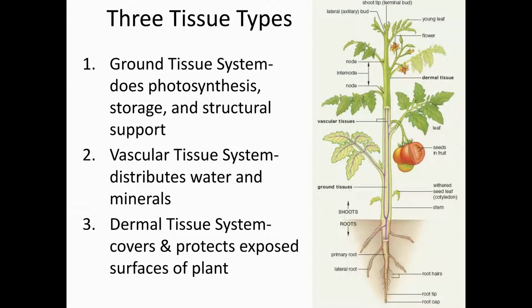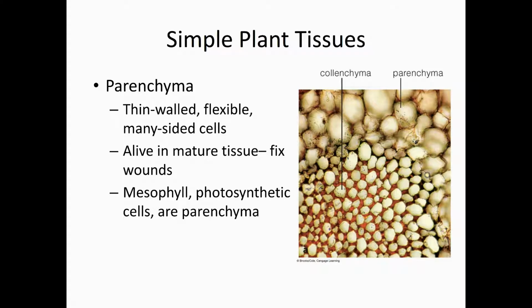And finally, the dermal tissue system. Now, this comes from the same word that we get for our epidermis, our skin. This is basically the skin of the plant. It's the tissues that cover and protect the exposed surfaces of the plant. So those are the tissue systems, the three major types.